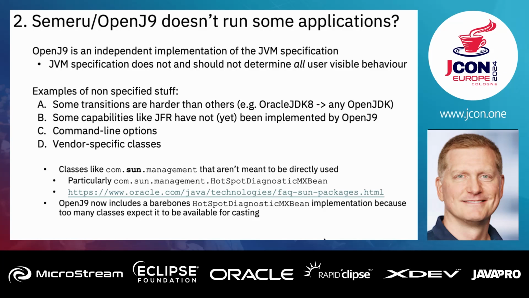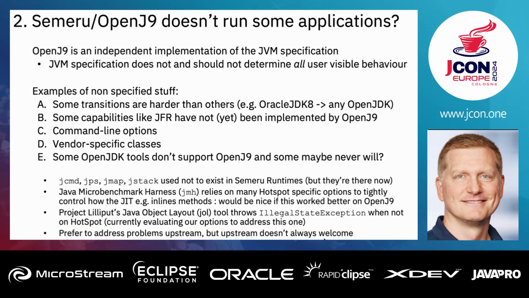So this one we got over ourselves and include a bare-bones HotSpotDiagnosticMXBean, at least so that the cast that people tend to put into their code works, because the class exists and it has the right relationship with OpenJ9. The OpenJ9 one subclasses it and provides better implementations of things, but there's a base class HotSpotDiagnosticMXBean that is there for people to cast to. There are some tools that used to be not supported, like jcmd, jps, jmap, jstack, all these useful things. They're there now. We implemented them.